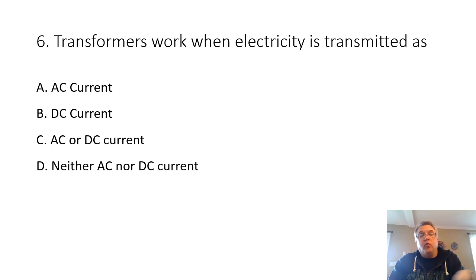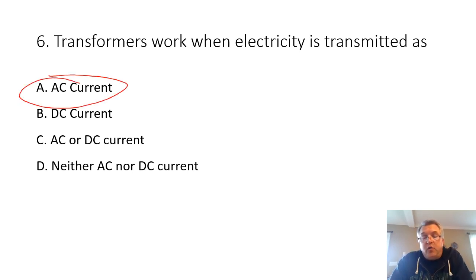Transformers work with alternating current, or AC current. Transformers don't work well with direct current. Mr. Broderick touched upon that in one of his videos. And remember, that's one of the big reasons why AC current is what we use to transmit our electrical energy from where it is generated to where it is used.